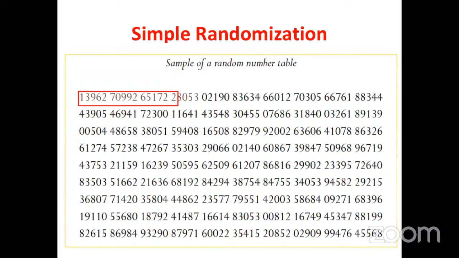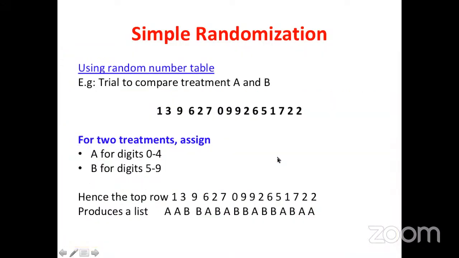So how do you do it? You just take a sample of a random table. Usually these random number tables are available on the network, and you select a set of numbers. Let us say the number of patients involved in your study is 30. You select a set of 30 numbers, write them down, and define one particular parameter. Let us say all those digits which are 0 to 4 will go for A, and all those digits from 5 to 9 will go for B.